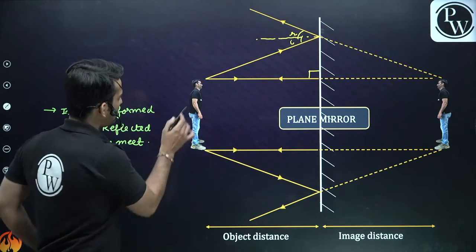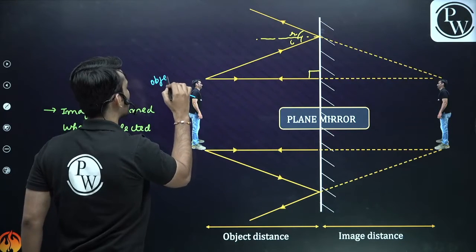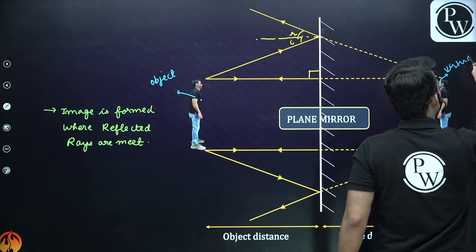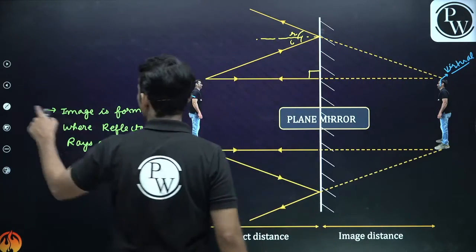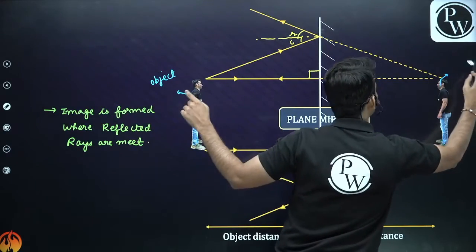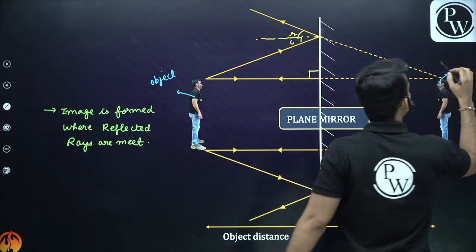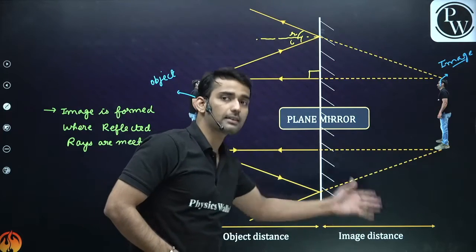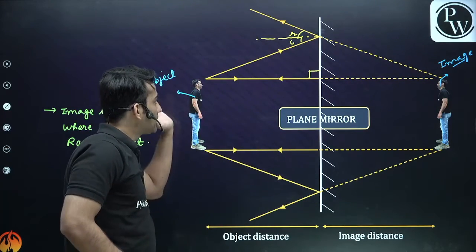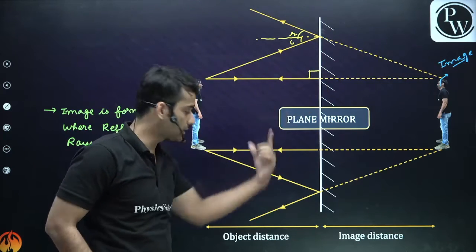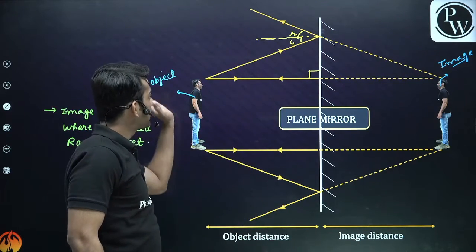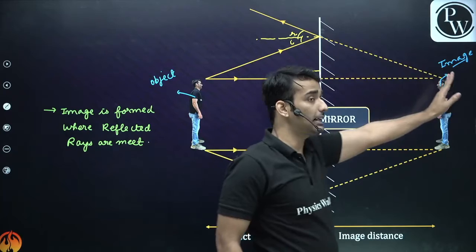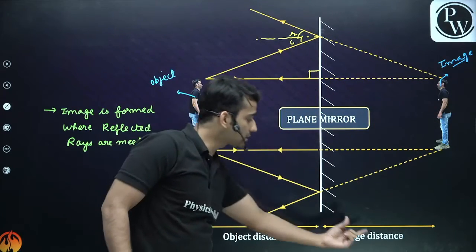Now notice one thing. This is the object, basically this is the real me, and this is the image. Sorry, it's virtual, or I must say it's an image. I will tell you the meaning of virtual, don't worry. So guys, basically we have two parameters: one is object distance, another is image distance. What is object distance? The distance of the object from the mirror is known as object distance, and the distance of the image from the mirror is known as image distance.